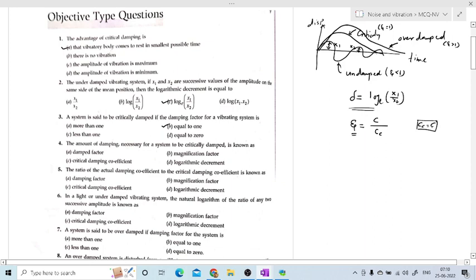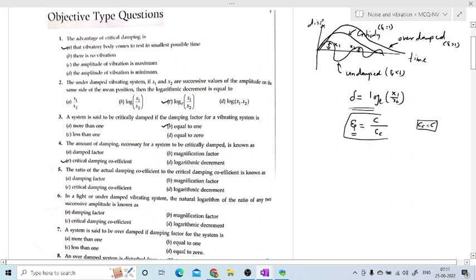Here what we have seen, the C value must be equal to the critical damping coefficient. So when C is equal to the critical damping coefficient, then the value of zeta will become 1. So C should be equal to Cc. So the amount of damping should be equal to the critical damping coefficient. So C should be equal to Cc. Now next statement, the ratio of actual damping coefficient to critical damping coefficient.